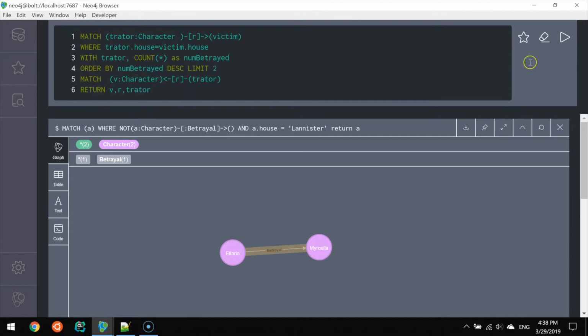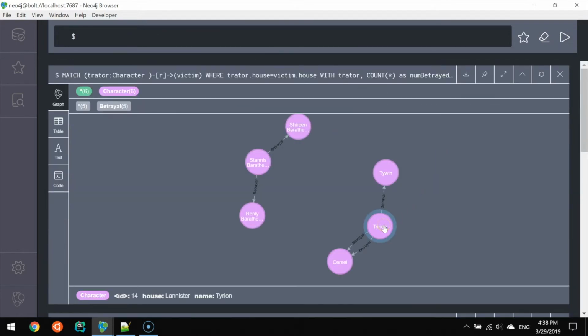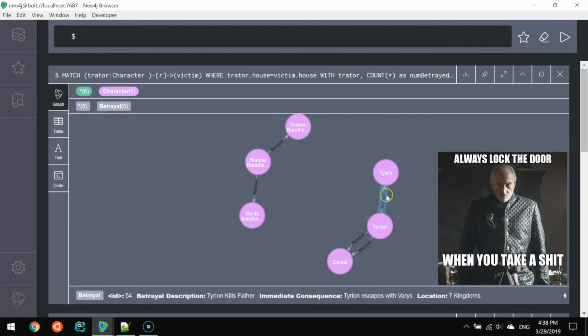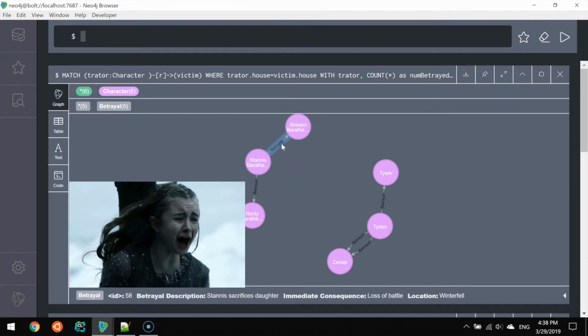Now if we run this query, we wouldn't be surprised to find Tyrion as the number one traitor within the family. We can see that one of his betrayals was killing his own father when he was in the bathroom. Another horrific treason was committed by Stannis Baratheon when he sacrificed his own daughter to the Lord of Light.